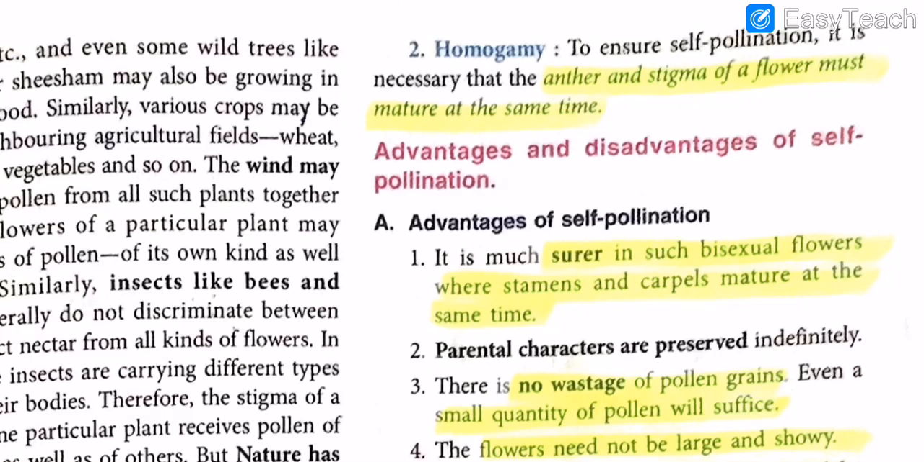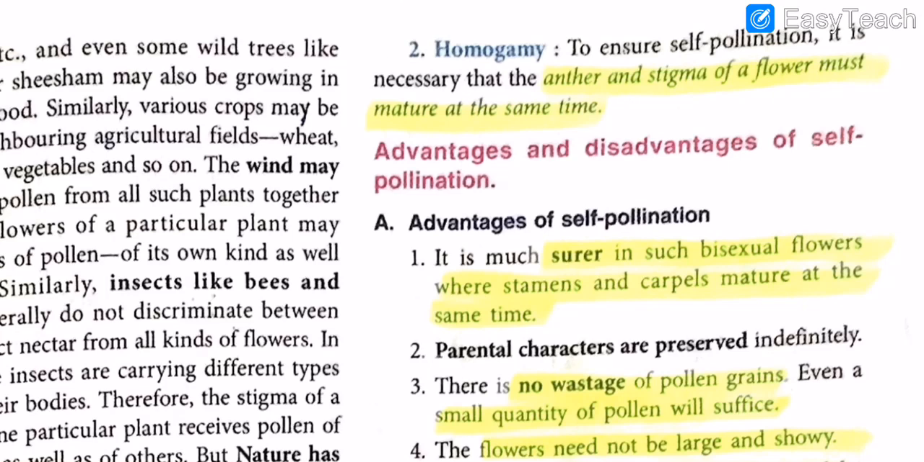Now, parental characteristics are preserved indefinitely. There is no wastage of pollen grains. Even a small quantity of pollen will suffice. Of course, with self-pollination, because it's within the same plant, it's so close that in some way or other the pollen grains will fall. And you don't need a lot of pollen grains for that, right? Because it's so close to each other, 1 to 2 will also do. Not 1 to 2, probably more than that, but no wastage.